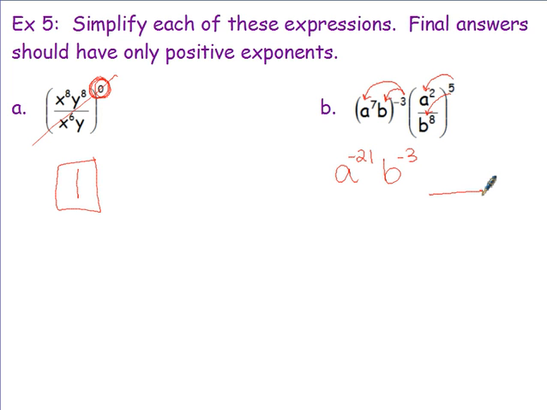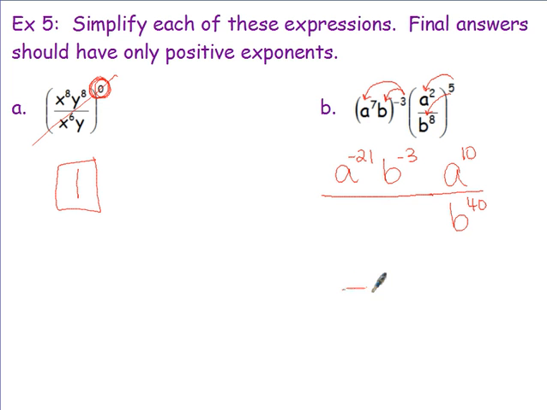Fraction bar. A is on top. 5 times 2 is 10. On the bottom is B. 5 times 8 is 40. Now don't let this problem trip you up. This fraction bar, I'm just going to put it all the way across. So parentheses are gone. Is everybody happy?